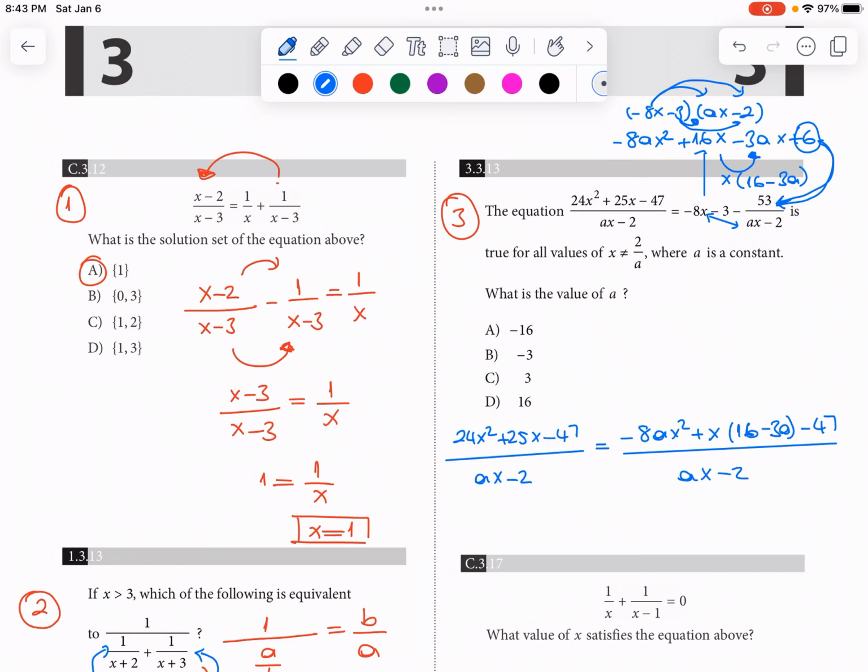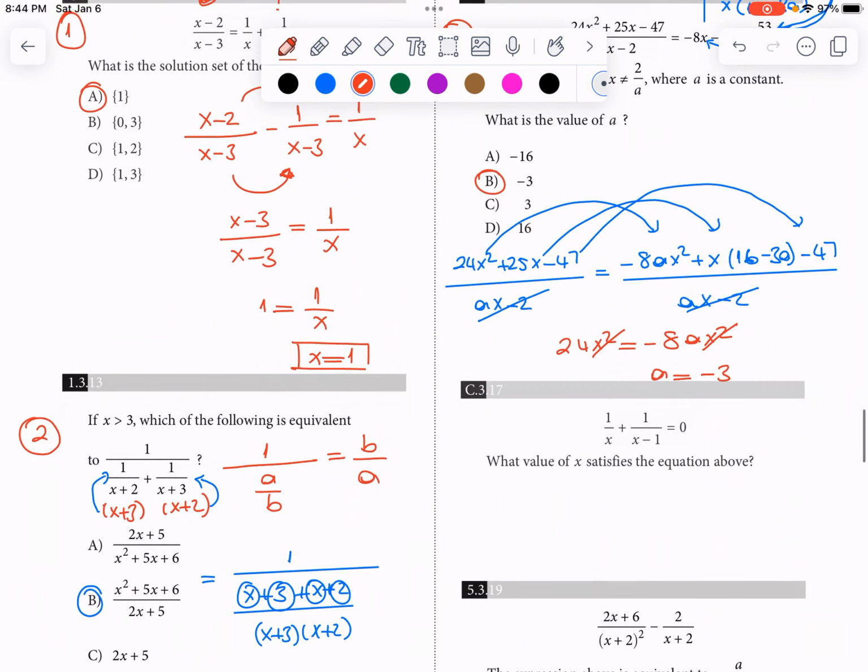So we can simplify these two denominators since they are the same. And then I will, guys, match up the like terms. So these two are going to be same, these two are going to be same, and these two are going to be same. To find out the value of a, I'm just going to use the first or the second group of terms. So I'm going to use the first one. It's totally up to you. 24x² is equal to -8ax². x² and x² cancel out. -8a is equal to 24, then a is going to be equal to -3, which is B.